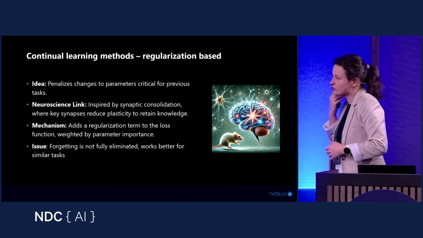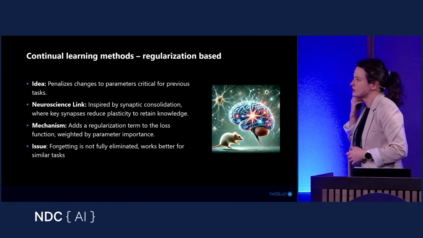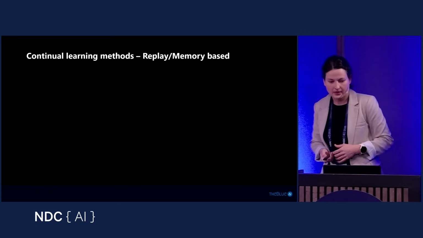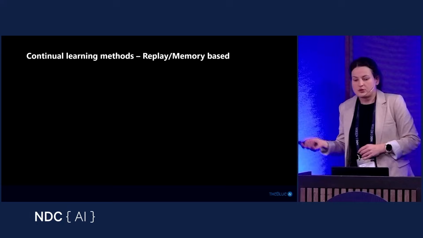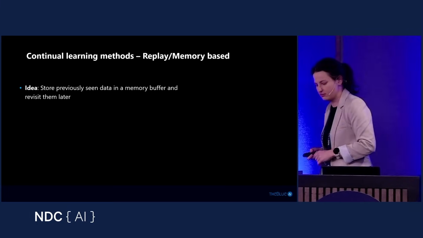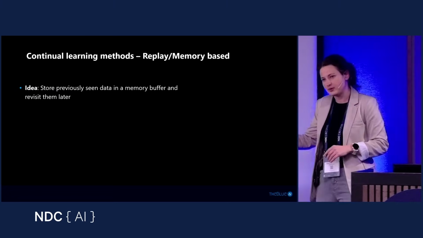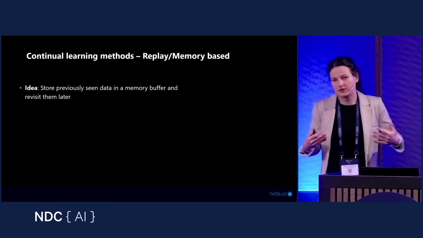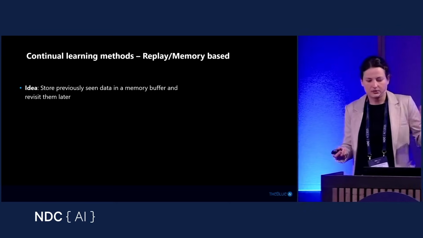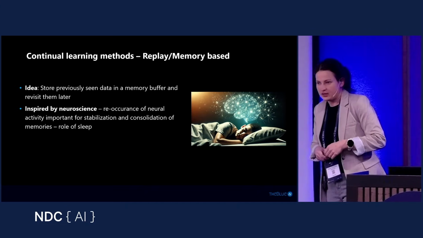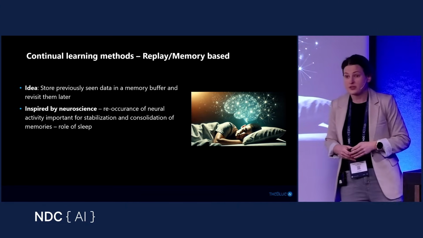But the rule of thumb is that we usually should start with this method and then go to the next ones if this one doesn't work. The next area are the replay or memory-based methods. So the idea here is to remind the model that, hey, you still have the previous task that you should remember, be good at. We can keep some of the data in memory so that the model can still revisit them later. And the biology inspiration here is the role of sleep.